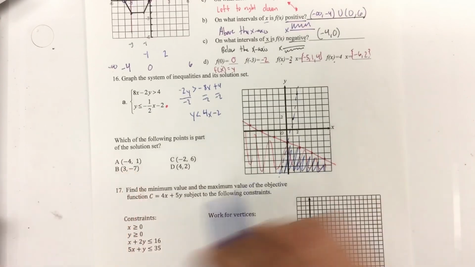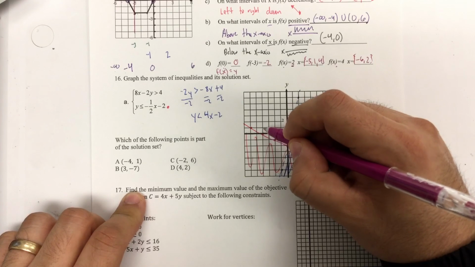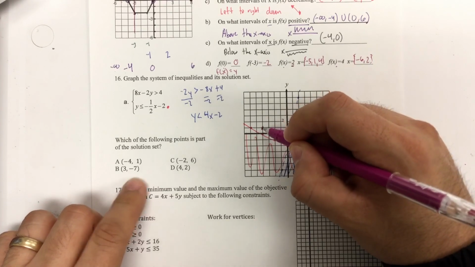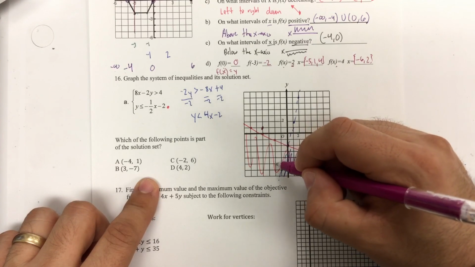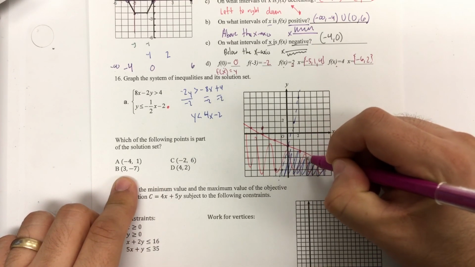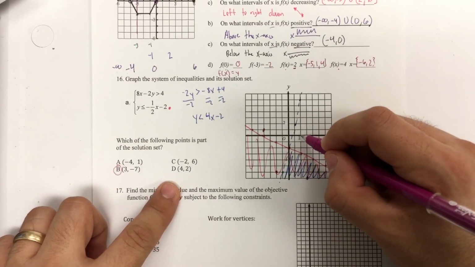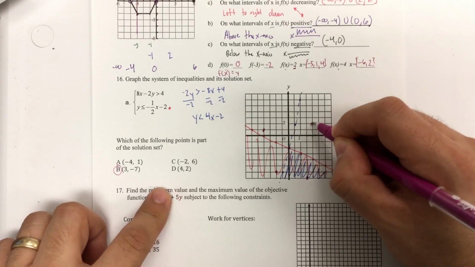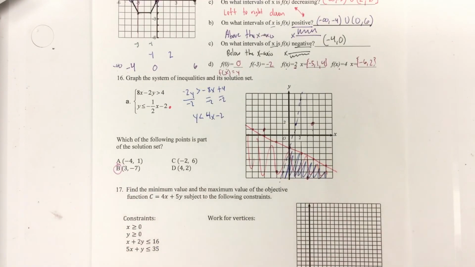And so we figure out which point falls in there. Negative 4, positive 1 does not. Negative 2, 1, 2, 3, 4, 5, 6 does not. 3, 1, 2, 3, 4, 5, 6, 7. This does fall. And 4, 2, 1, 2, 3, 4, up 2. That does not. So the only value that falls in there is B. And I will continue this on with part 2.